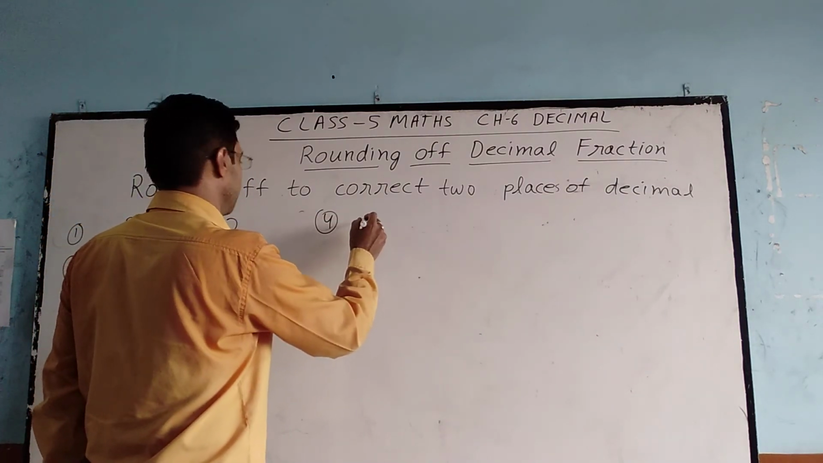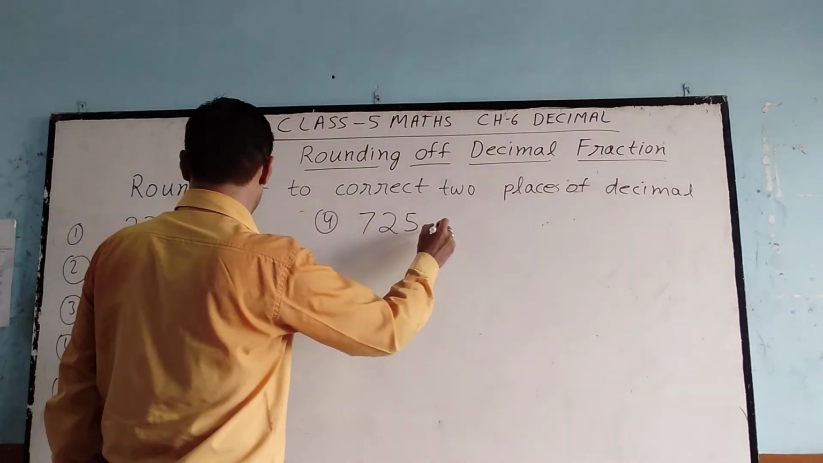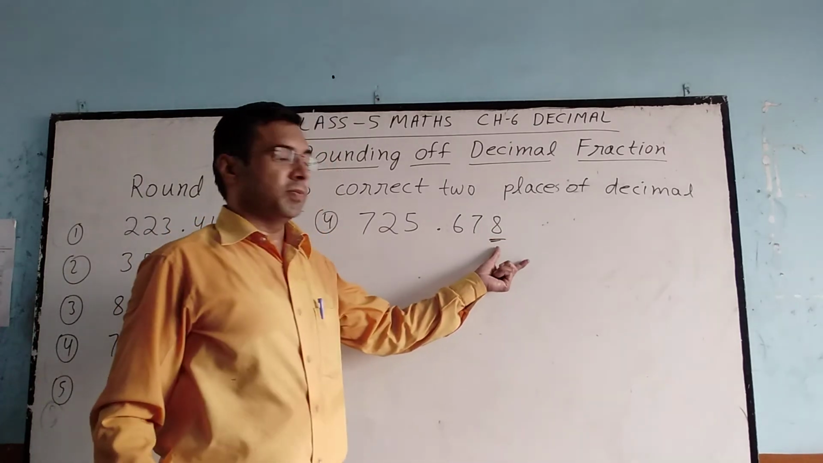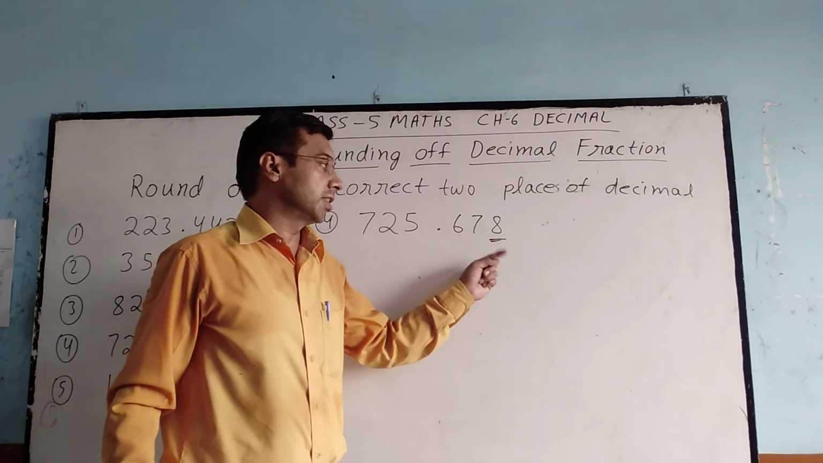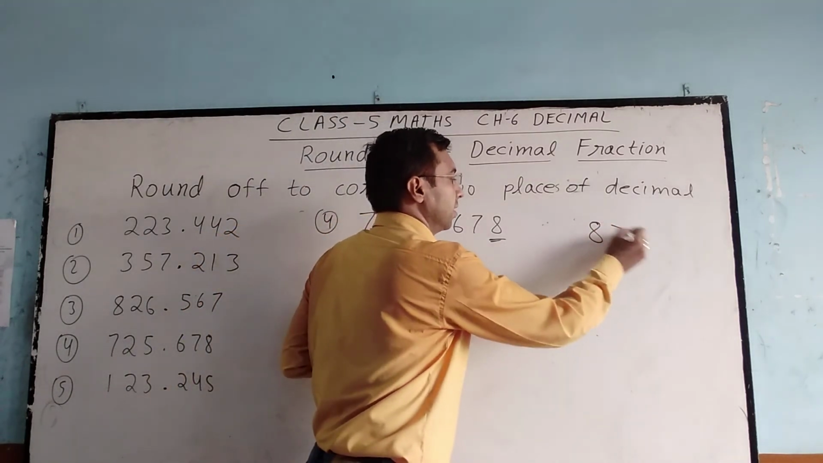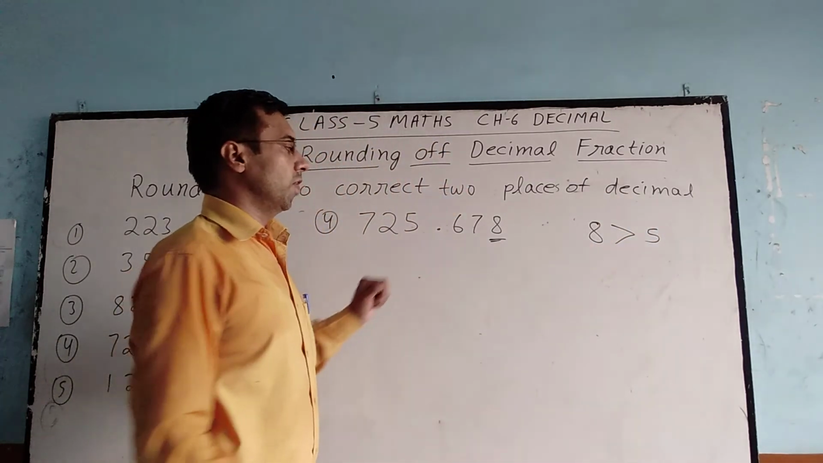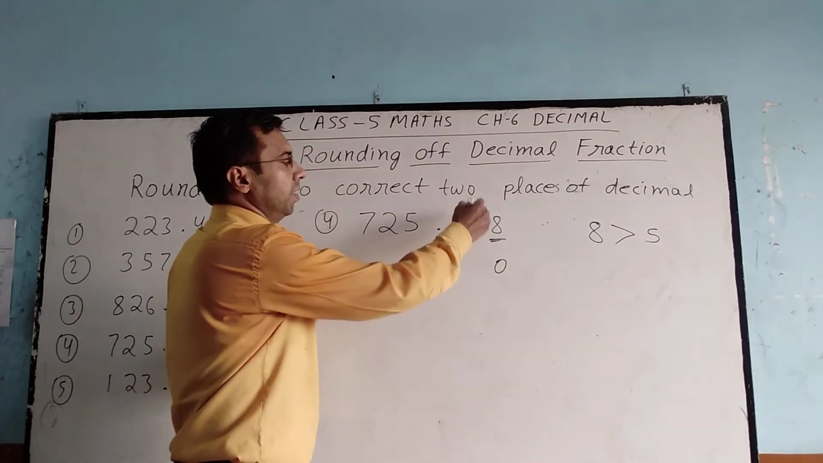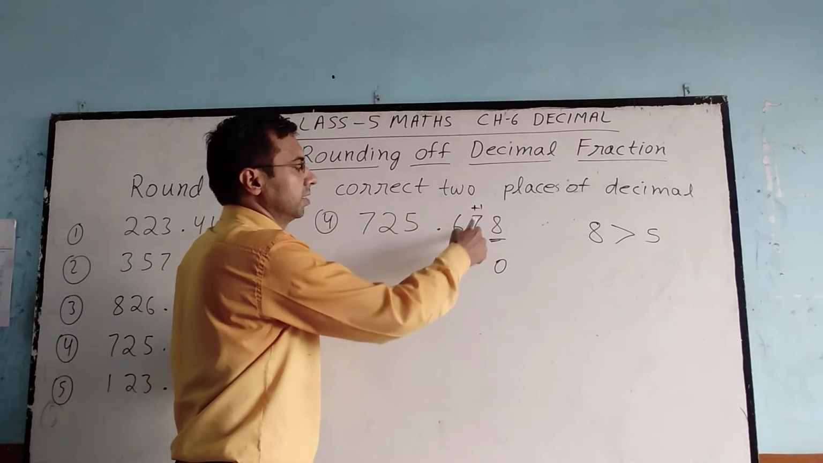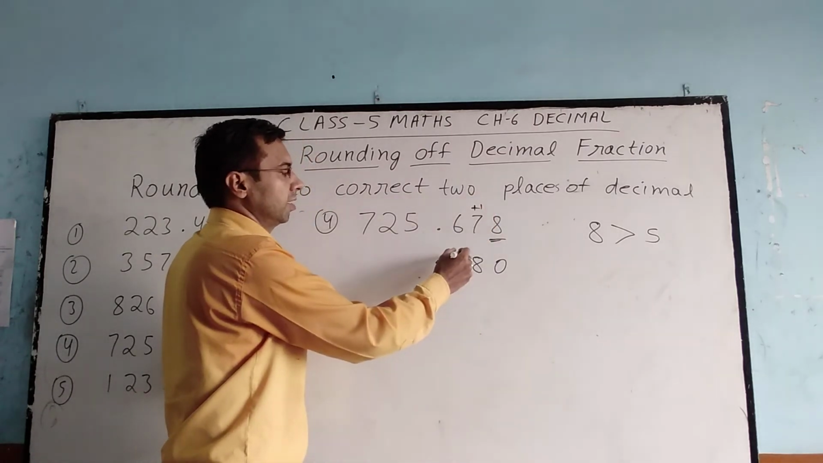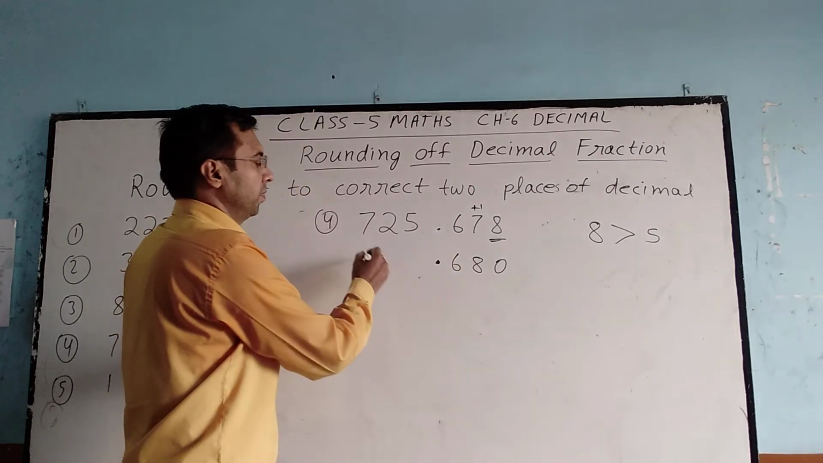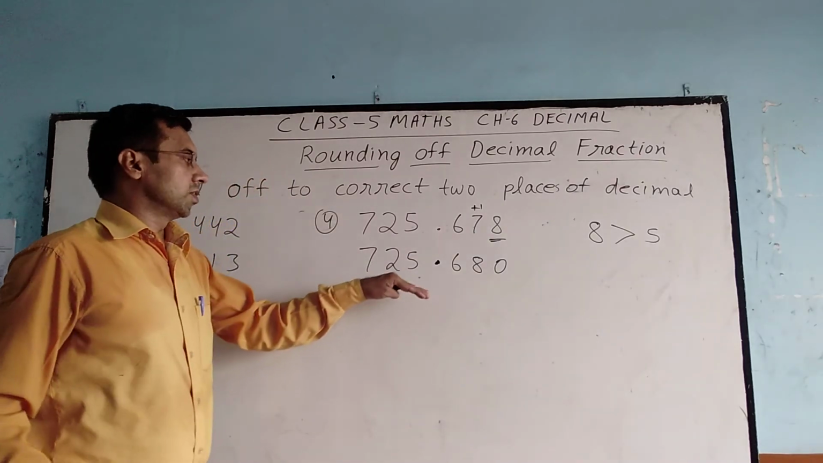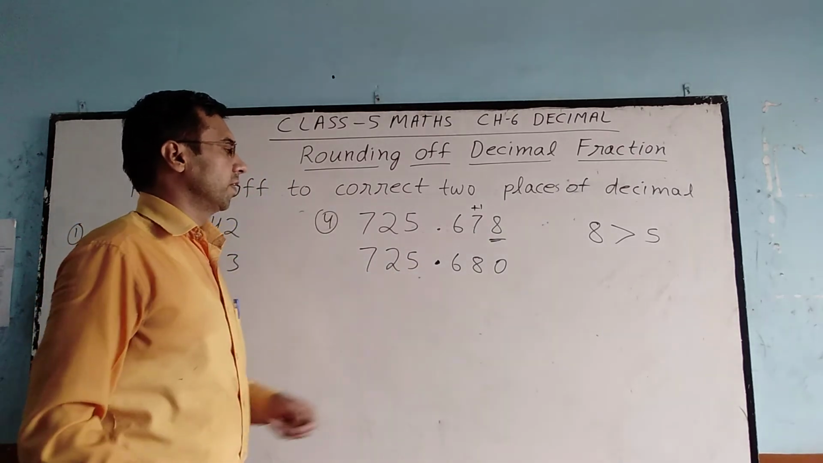Next question, 725.678. Student, the thousandth place digit is 8. 8 is greater than 5. So what do we do? We change this thousandth place digit to 0. We add 1 in the hundredth place digit. 7 plus 1, 8. There is no change in the tenth place digit. It remains the same. There is no change in the whole part. So this is round off correct to two places of decimal.